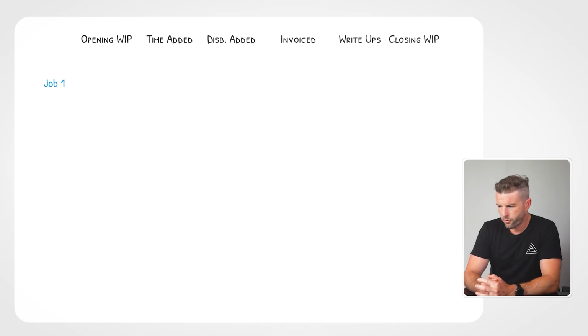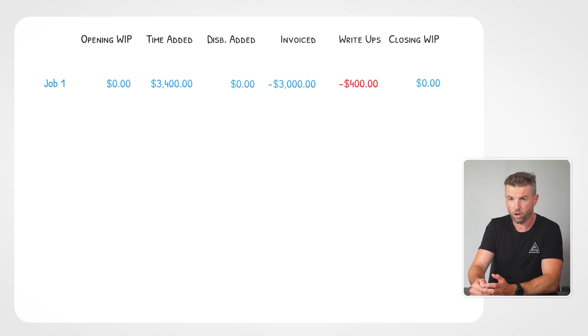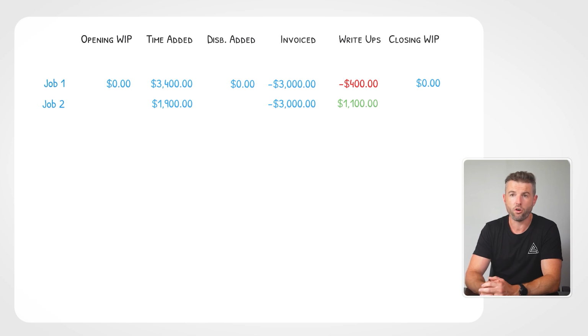Right. So this first job here, we've added $3,400 of time to it, and we've invoiced $3,000. So we've ended up with a write-off of $400. So that's low recoverability, right? We've written off some of that time. Whereas job 2 here, we've got $1,900 of time. We've invoiced $3,000. So there's a $1,100 write-up. So that's great recoverability.